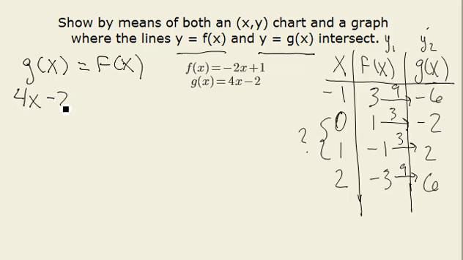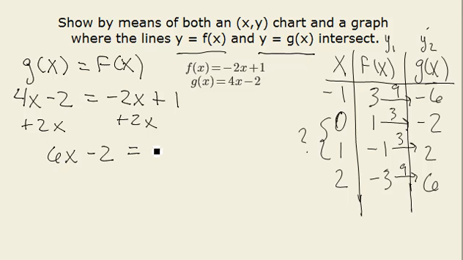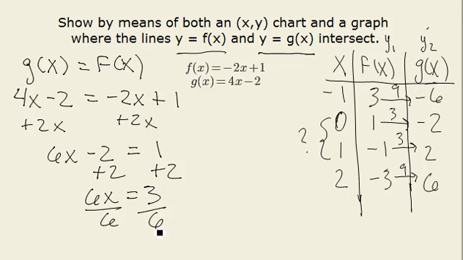4x minus 2 equals -2x plus 1. Add 2x, add 2x. 6x minus 2 equals 1. Add 2, add 2. 6x equals 3. Divide by 6, divide by 6. x equals 1/2. This shows us that our x coordinate lies at x equals 1/2.